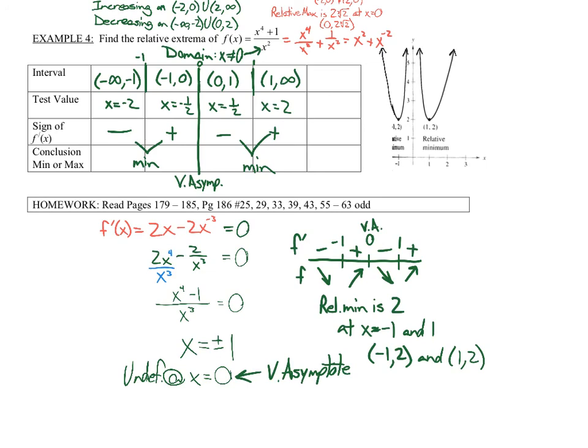Is it an absolute min? In this case, if we would have to pick some kind of an interval, but yes, in this case, for the whole function, 2 is the absolute min. For all the domain of the function, 2 is the absolute min because it increases on both sides of those.